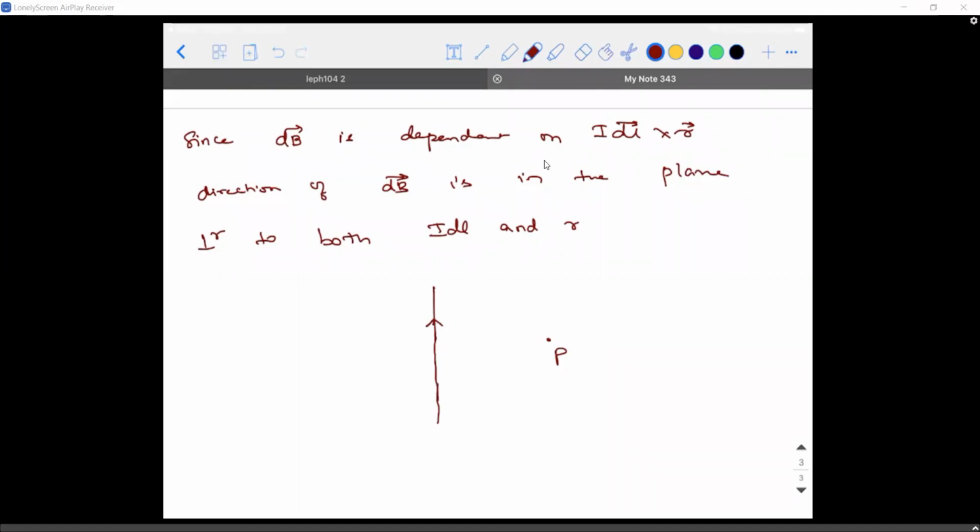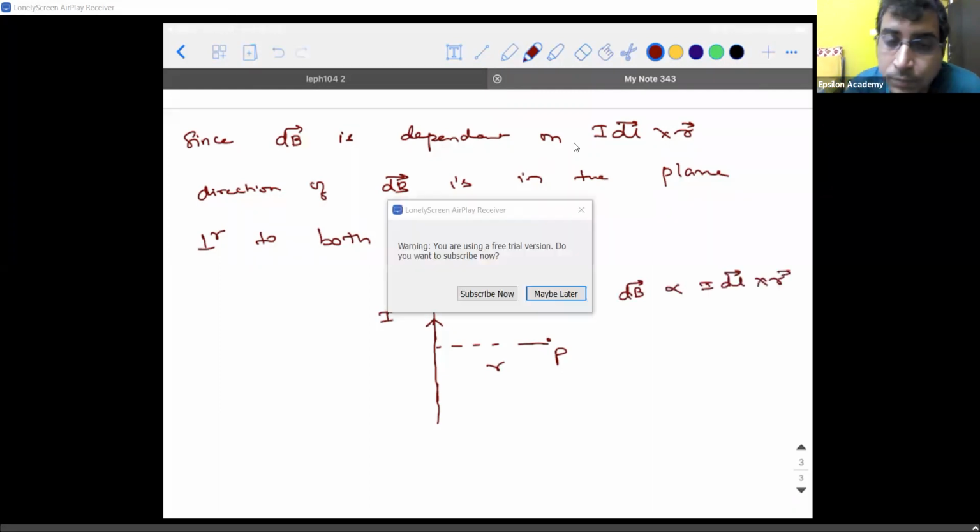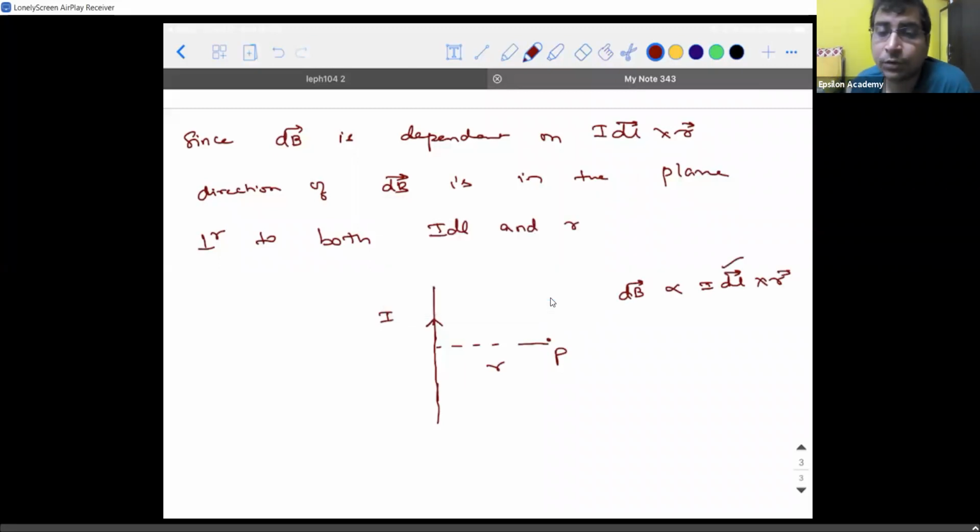So is it in the direction of P, sir? Apply right hand thumb rule, bro. Current is in this direction, r is in this direction. So what does Biot-Savart law according to direction depend on? It is directly proportional to Idl cross r. So I told you already, dl vector takes the direction of current and r vector is obviously whichever r vector is from the current carrying element to the point P.